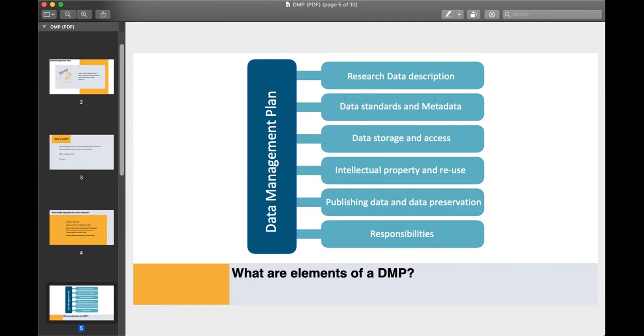You have to describe data standards and metadata, data storage and access, intellectual property, reuse, publishing data and preservation, and responsibilities. So these are the most common parts of the DMP, and the first part can be really tricky because sometimes the file formats researchers collect are not the same they'll be using for sharing their data, which is something that they have to pay attention to.